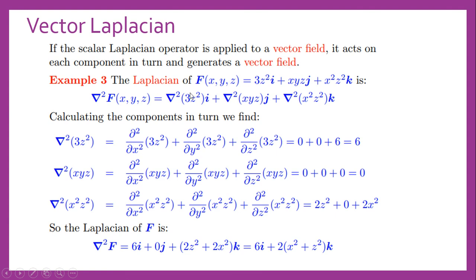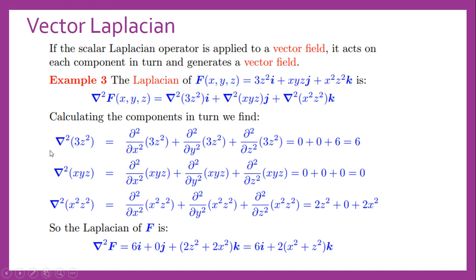For understanding purposes, let us see a vector. We can see here f, a function of i, j, k: 3z square i vector plus xyz j vector plus x square z square k vector. If you perform the del square operation, it will be performed on this component, and on the third component also. So let us do it one by one.